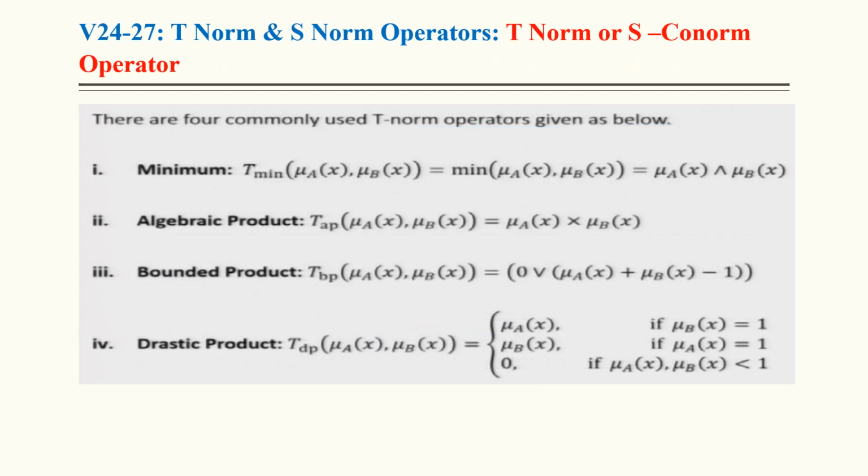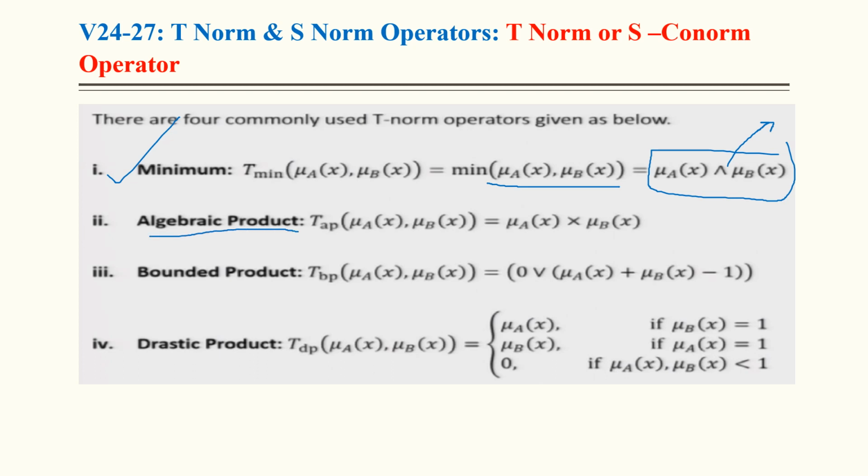So these are the basic formulas we must take care of. There are four commonly used T-norm operators. First, the minimum T operator. In this, we have to select the minimum value among the membership values of fuzzy set A and fuzzy set B, right? This is basically the AND operator, so we select only the minimum value.